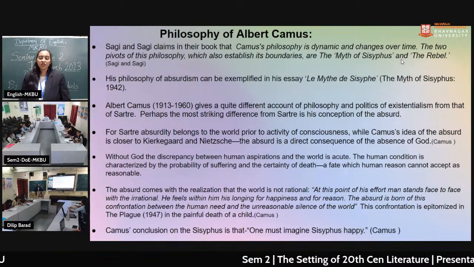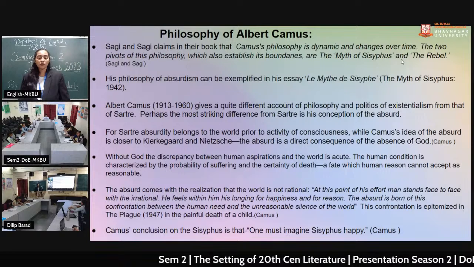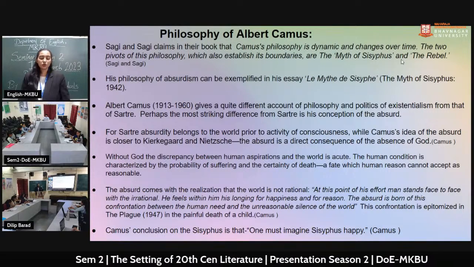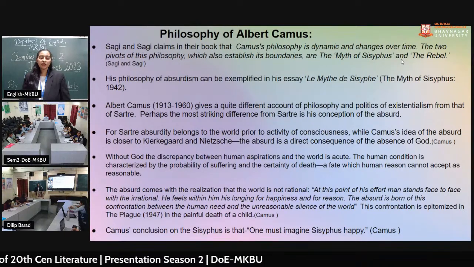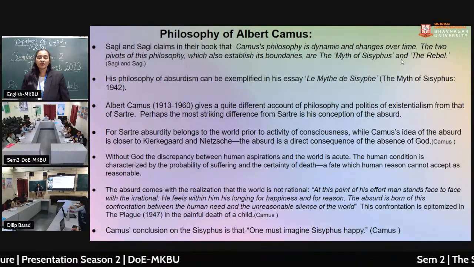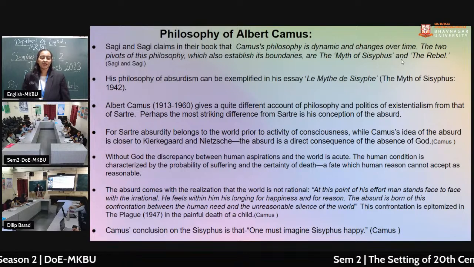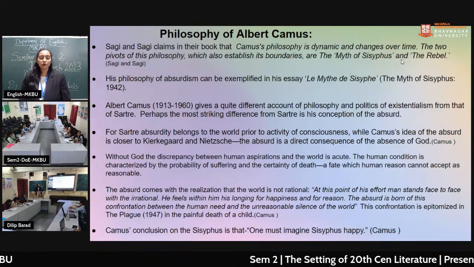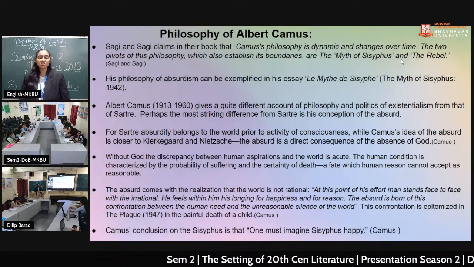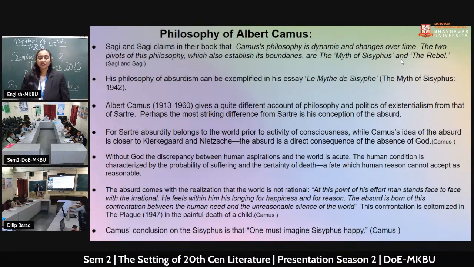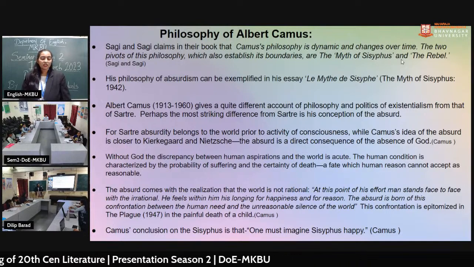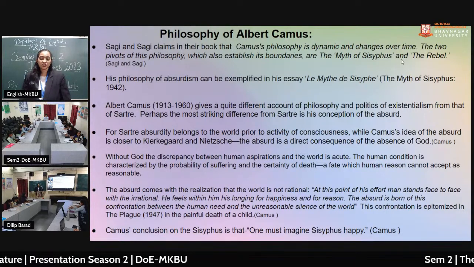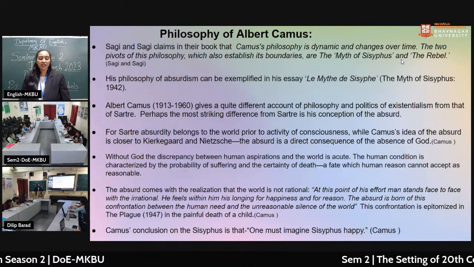The absurd is the direct consequence of the absence of God. Without God, the discrepancy between human aspiration and the world is acute. The human condition is characterized by the probability of suffering and the certainty of death, a fate which human reason cannot accept as reasonable. The absurd comes with the realization that the world is not rational.